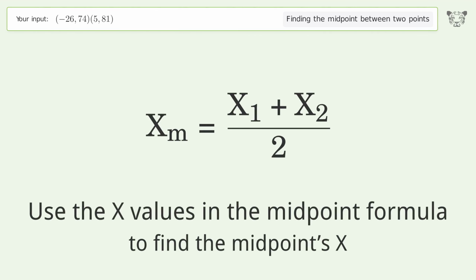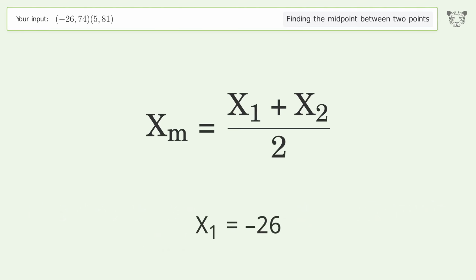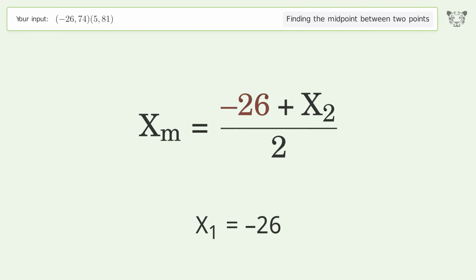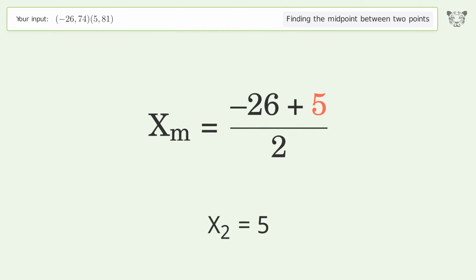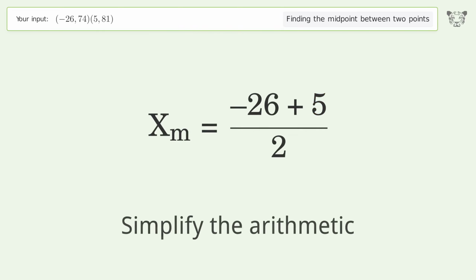Use the x values in the midpoint formula to find the midpoints x. x1 equals negative 26. x2 equals 5. Simplify the arithmetic.